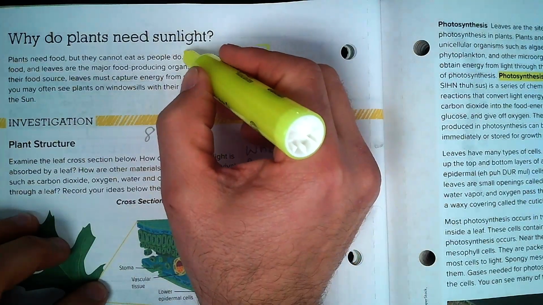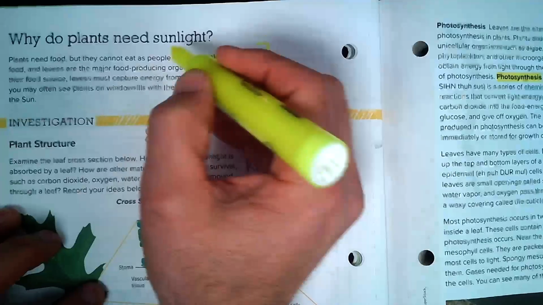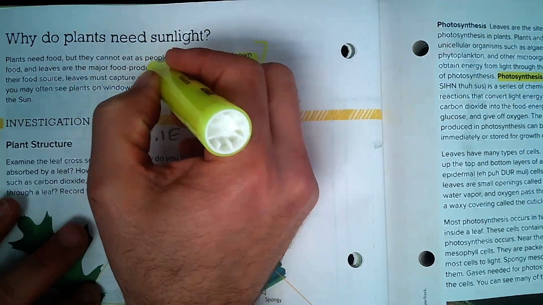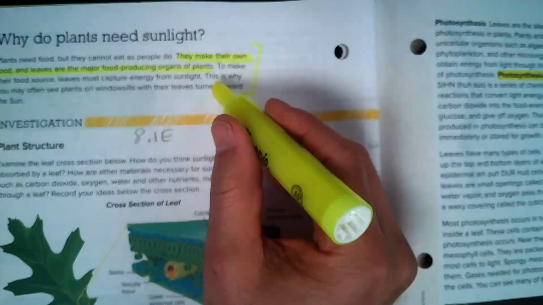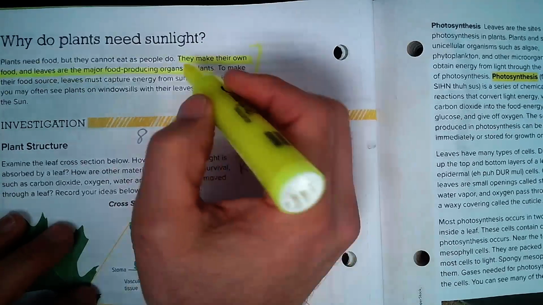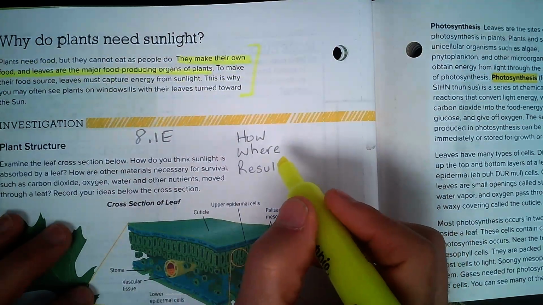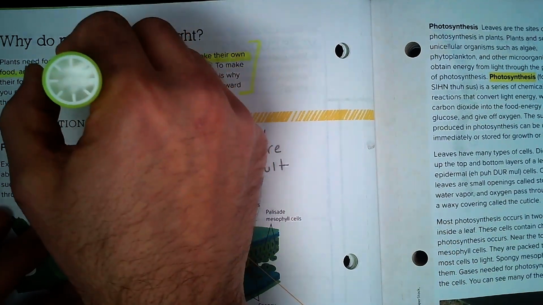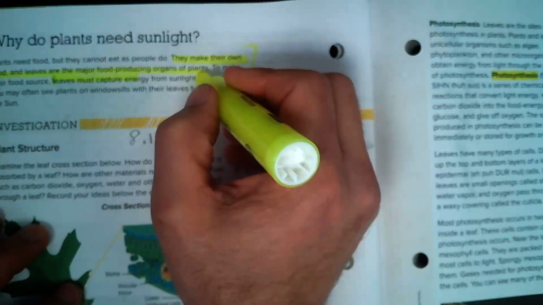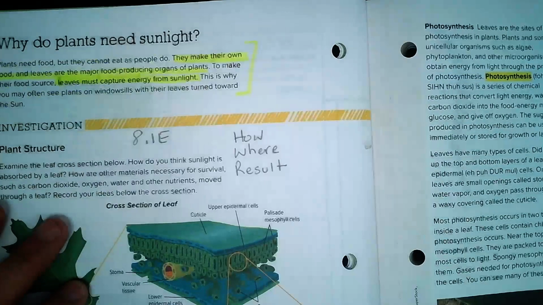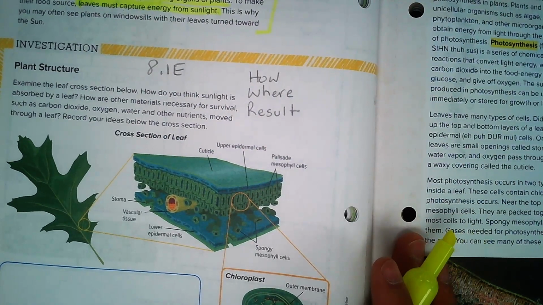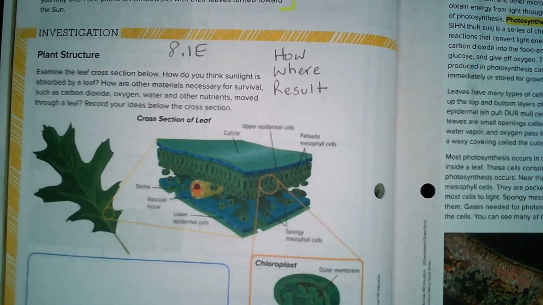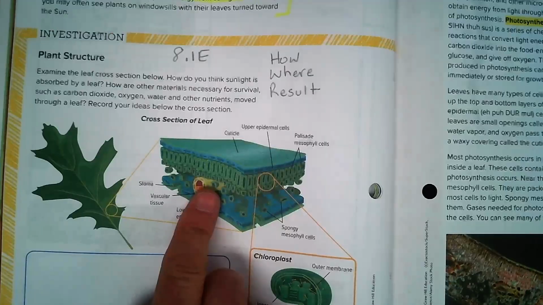Go ahead and highlight, they make their own food and leaves are the major producing organs of plants. So we already have the where right here, which is it happens in leaves. Leaves are where they make their food. Can you go ahead and pause the video and have a look at this section here?